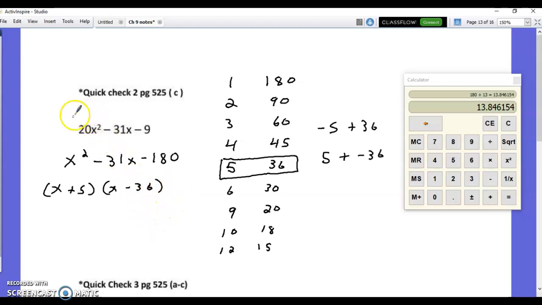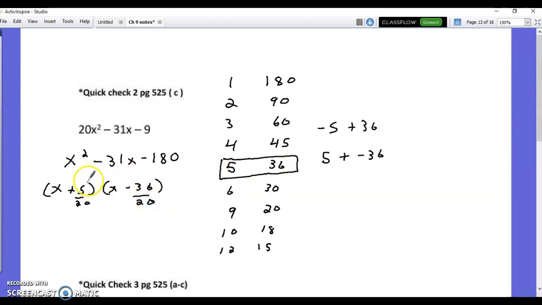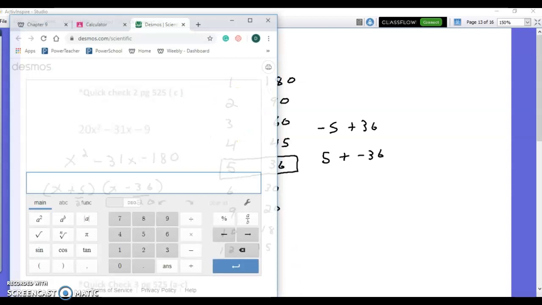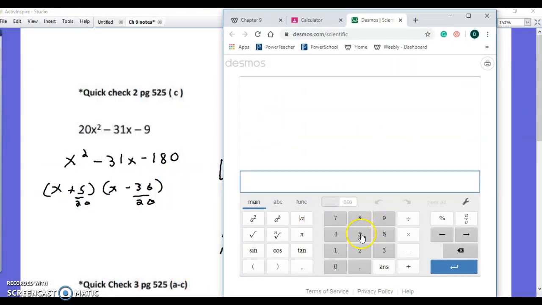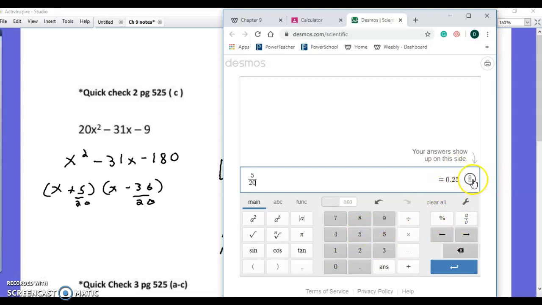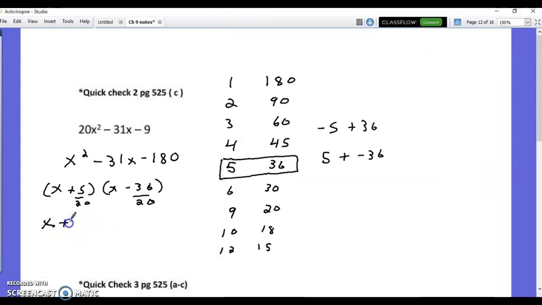Now I have to divide by my original a. So I'm going to divide this by 20. And now I have to reduce these fractions, okay? So we have to reduce 5 over 20 and 36 over 20. And if you don't have a calculator at home that can do it, here's where you can use this calculator. So I have 5 over 20, and I click on that. It gives me 1/4. So this is going to be x plus 1/4.